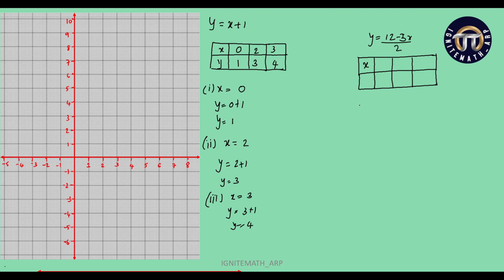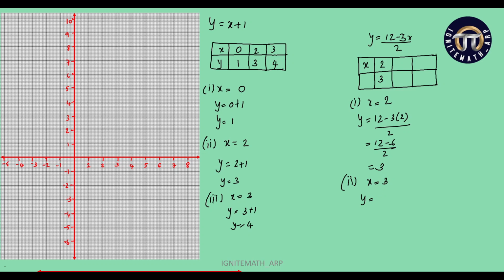What I do here is, let me take x is equal to 2. If I take x is equal to 2, y is equal to 12 minus 3 into 2, divided by 2. That is 12 minus 6 divided by 2. 6 divided by 2 is 3. So I'll get 3. Clear, children? The second value I'm going to take over here is x is equal to 3. If I take x is equal to 3, y is equal to, listen to me very carefully, children.